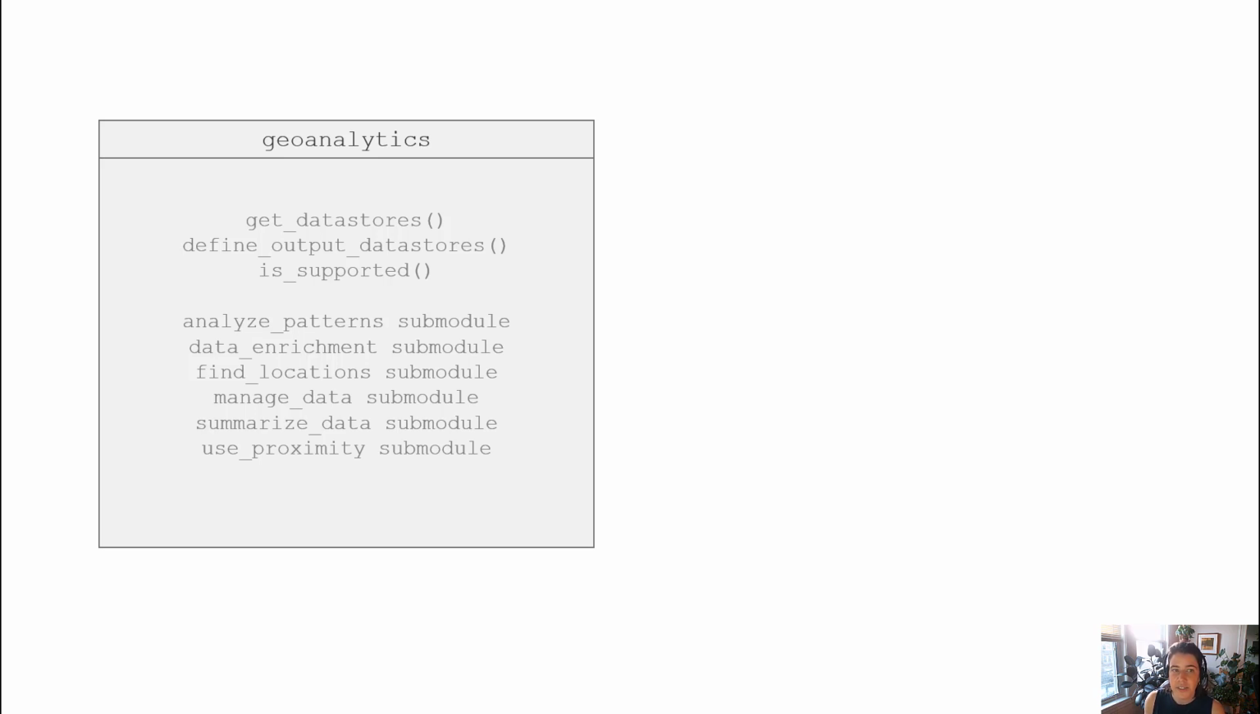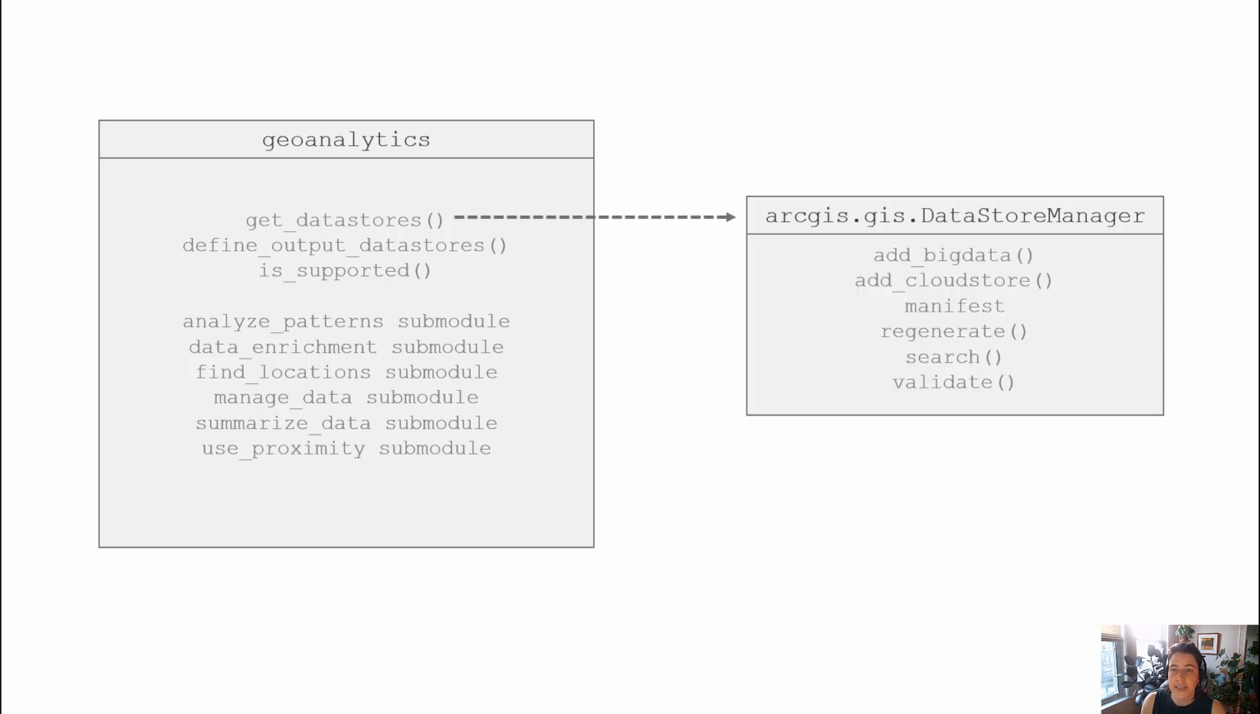The Get Data Stores is one that we're going to demo first, and it creates a data store manager object. So that's in the GIS module. And then from that, you could do things like add your big data, add a cloud store, regenerate your manifest. And Priyanka has a great demo that goes through all of these steps.